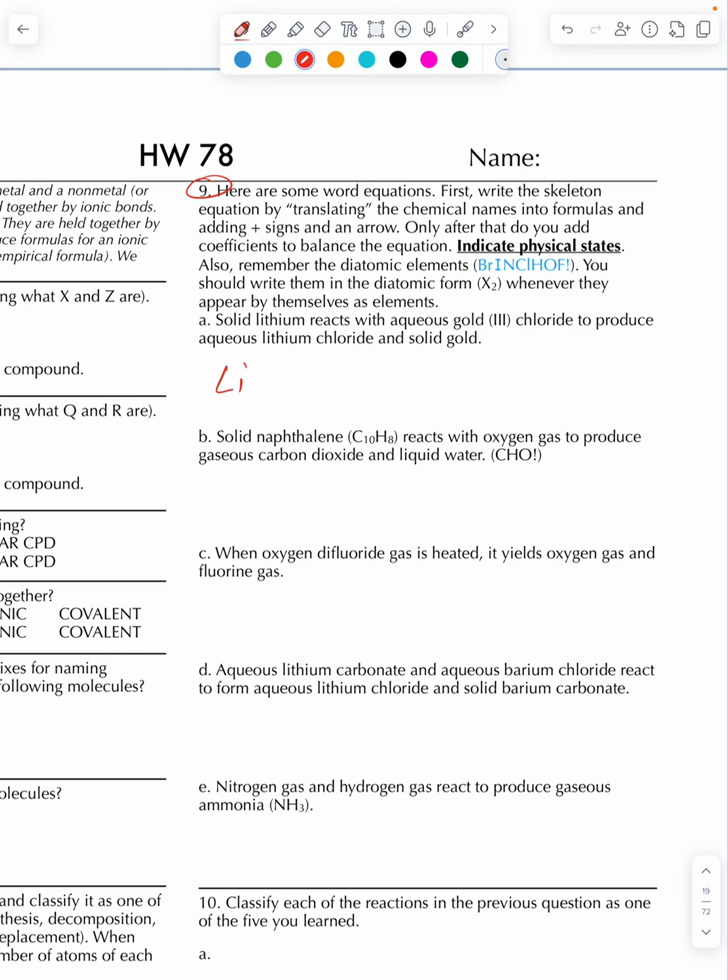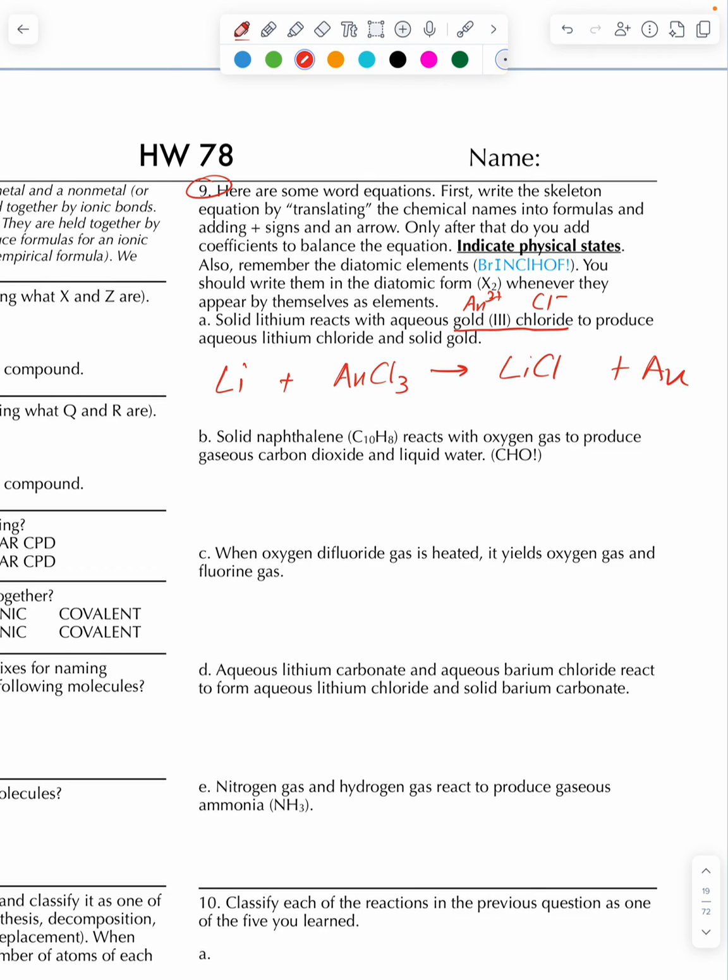So we're saying lithium reacts with gold 3 chloride. That's going back to an old skill. I won't re-explain this. Well, I will. Gold 3 means Au3+. And what's the charge of chloride always? -1. So what's the formula? AuCl3, right? And it says it produces lithium chloride. Who cares that it's aqueous? And that's the formula, because lithium is +1, chloride is -1, and solid gold.